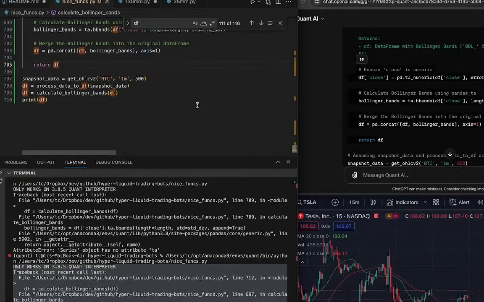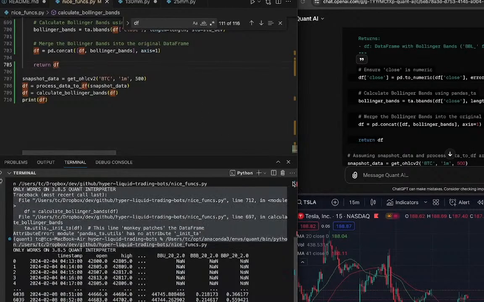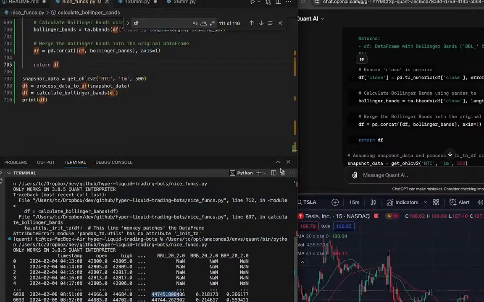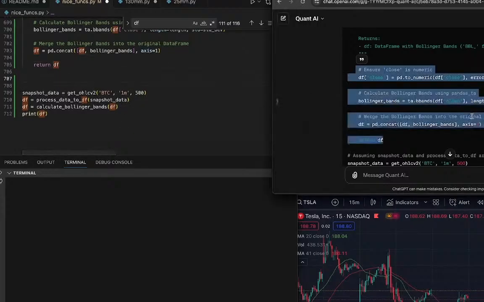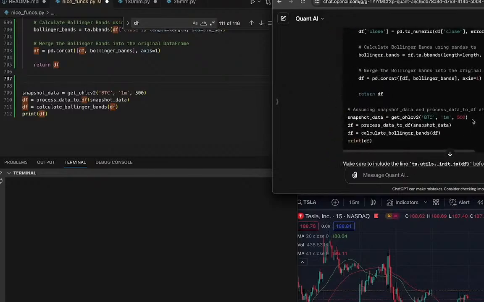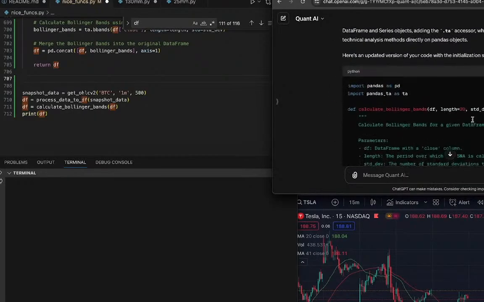Run it. There we go. That's the Bollinger Bands here. Perfect. So we got our Bollinger Bands. That works great. But now let's go ahead and get our linear regression channels here.